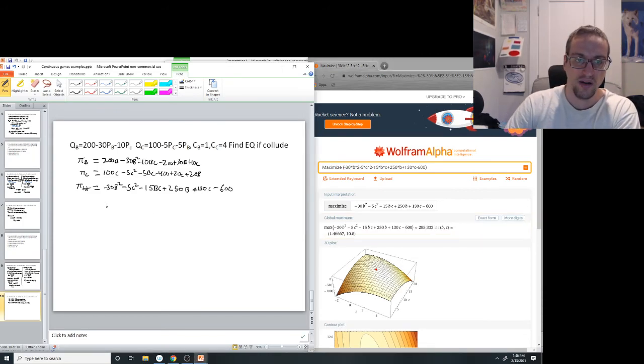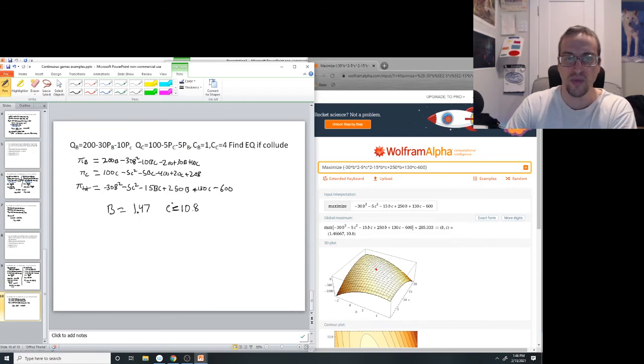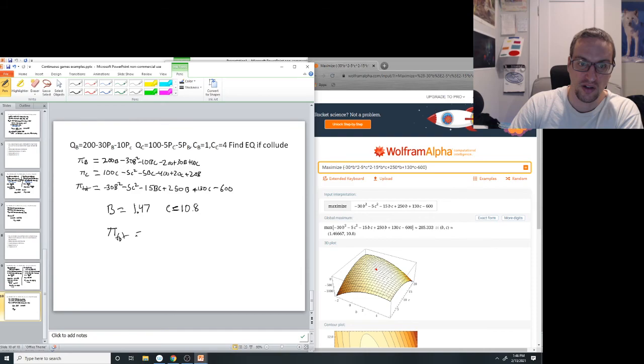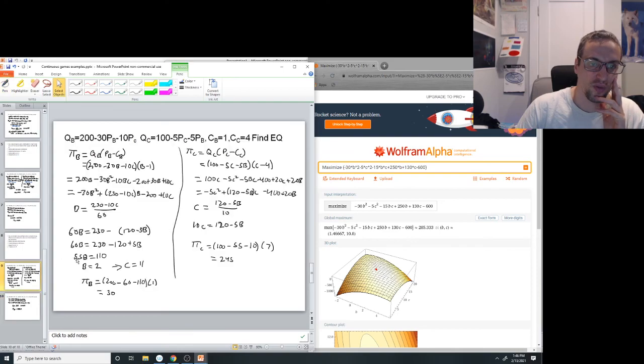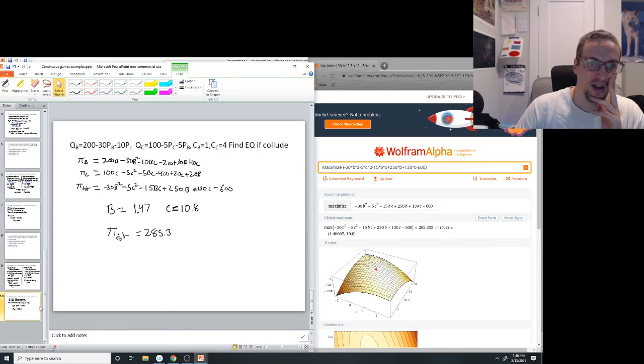We get that B equals 1.47 and C equals 10.8. Okay. So you'll notice for C it's basically the same price. For B it's much lower. Instead of making a profit of $1 a loaf, B is making 47 cents a loaf. C has gone from $7 to 6.8. And the total profit, according to the calculator here, is 285.3. That's actually not that much different from what it was before. Before it was 275.